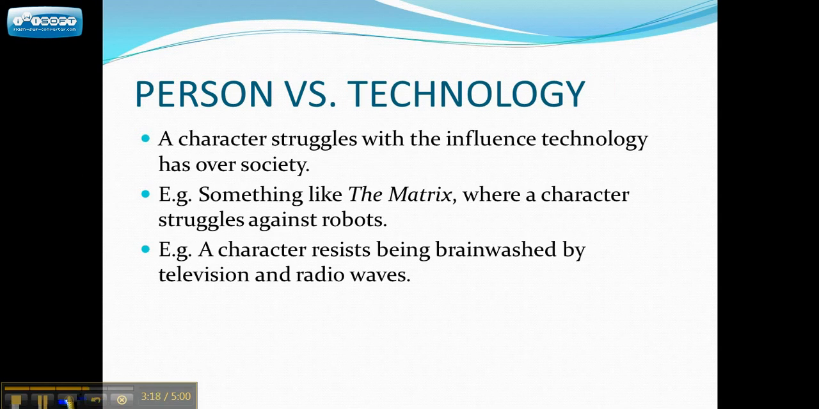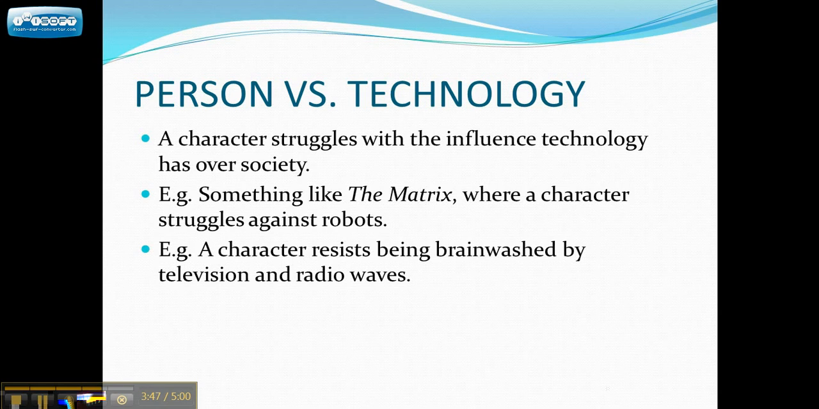Person versus technology is when a character struggles with the influence of technology, or sometimes literally with the technology in society. So for example, in something like The Matrix, there's a character that's struggling against robots that are harvesting people basically as batteries. And so in a situation like that, you've very literally got characters that are robots, and somebody is trying to resist them, and it causes a conflict.